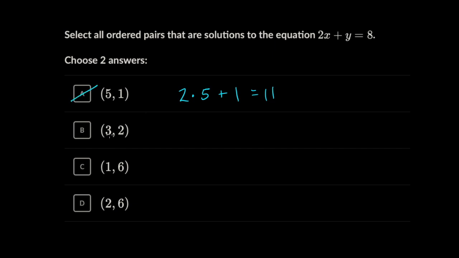Let's try this one. Now, x is 3. 2 times 3 plus 2 is, let's see, this is 6 plus 2, which is equal to 8. I like this one. I'll select that one.